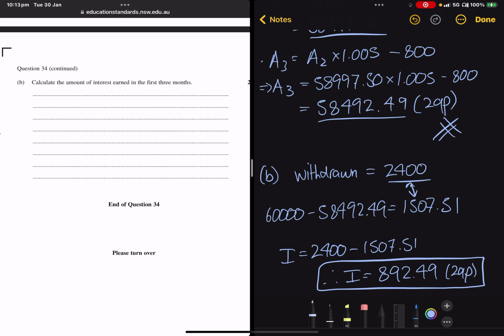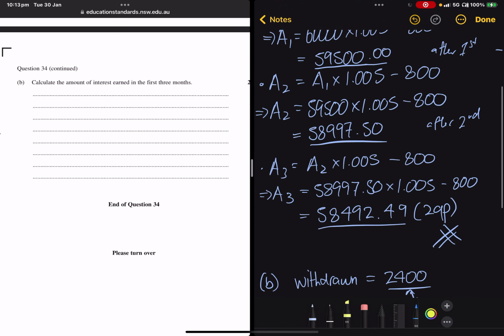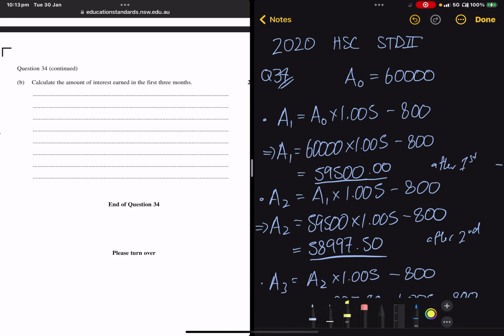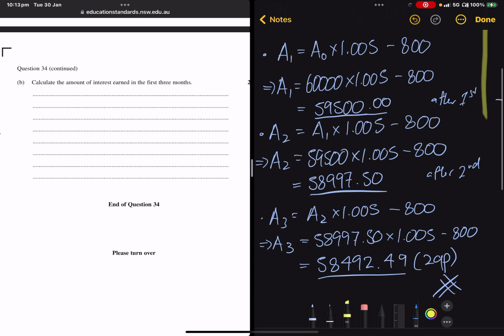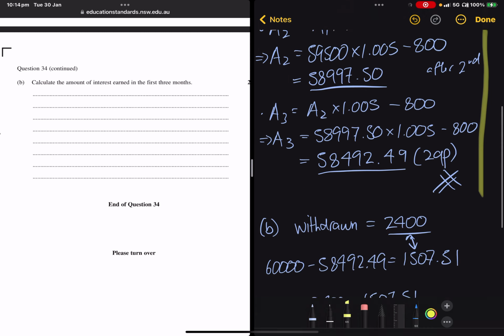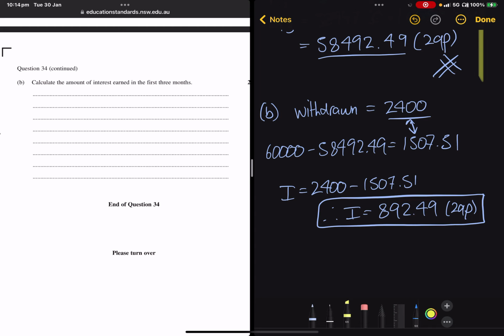So the marking breakdown here, we get 2 marks for each part. You get a mark for finding A1 in the first part. This will be the first mark you can get. And you'll get another mark for finding the correct solution, so the amount after the third. Then for part B, you get 1 mark for finding the overall reduction in the balance, or an equivalent merit, and then you get the 2nd mark for finding that the difference between the reduction in the balance and the amount withdrawn must be the interest, and then calculating that interest.